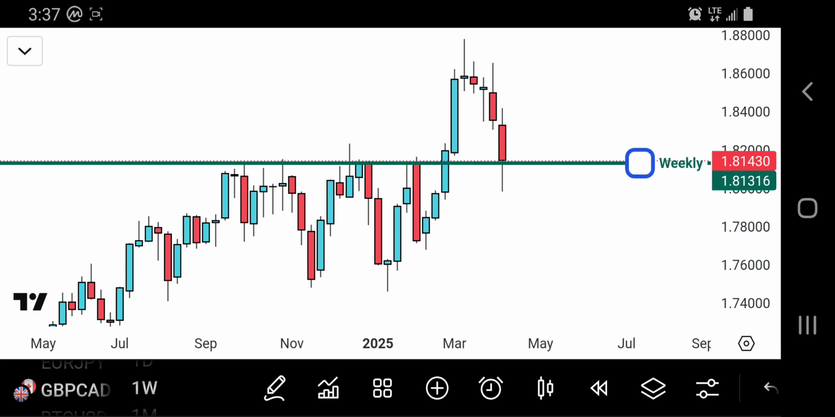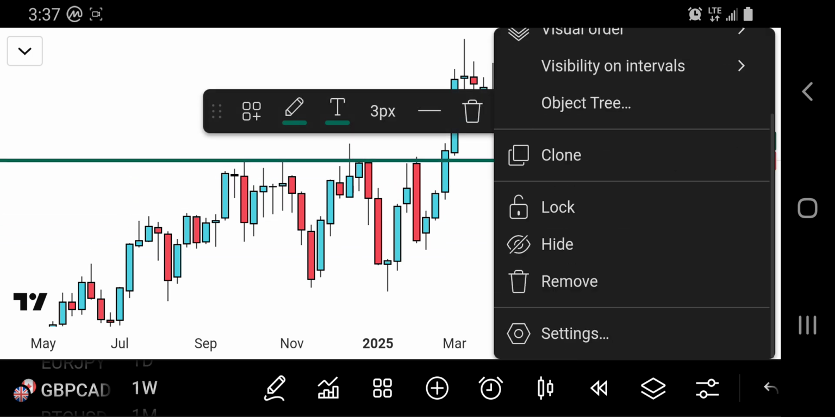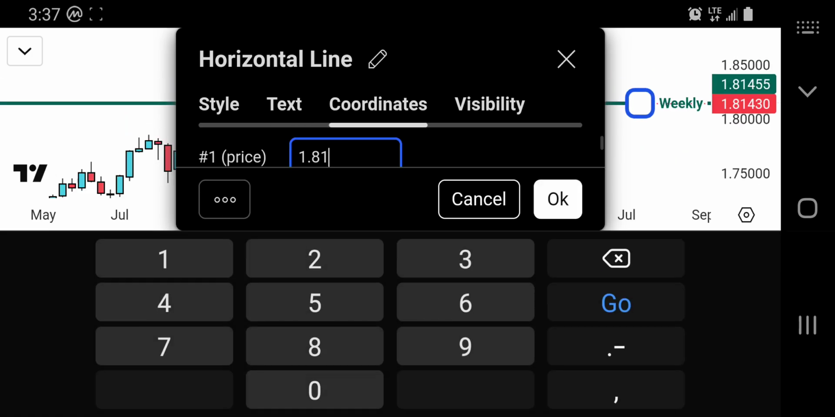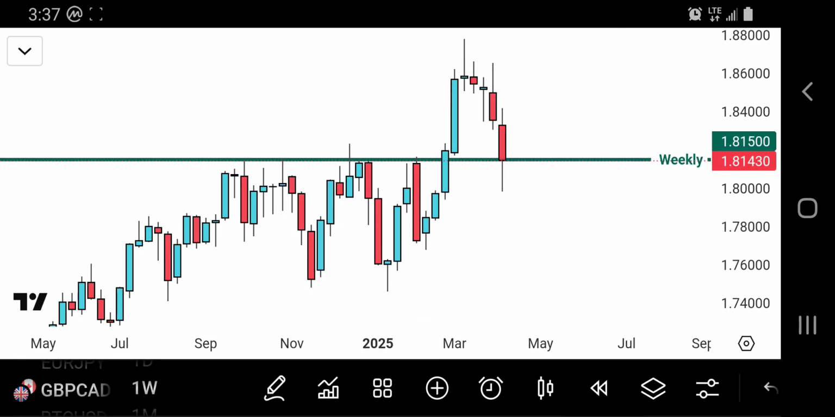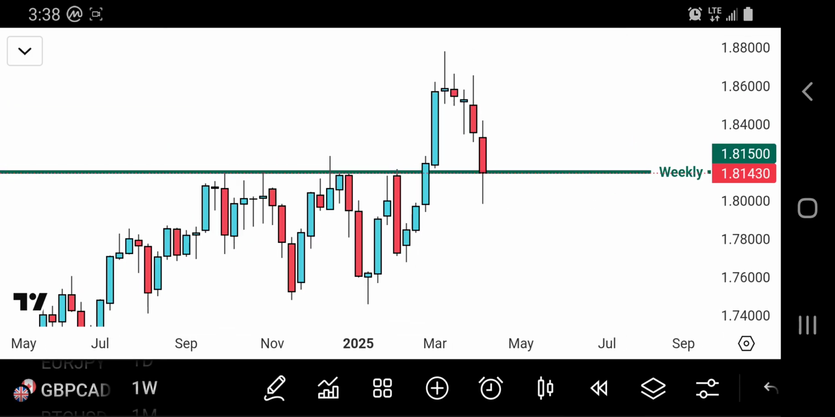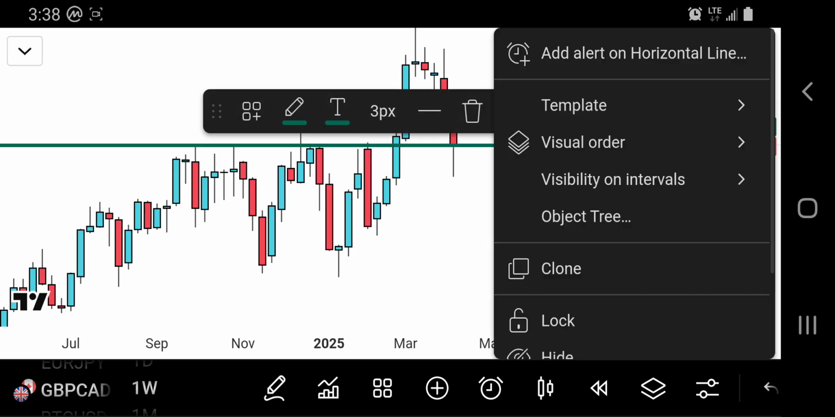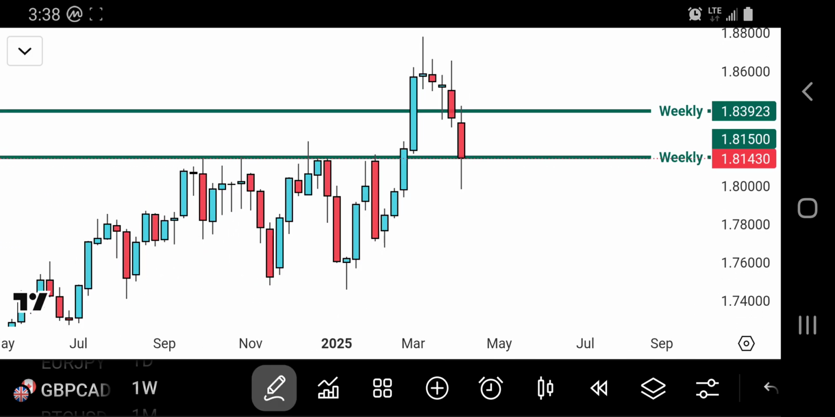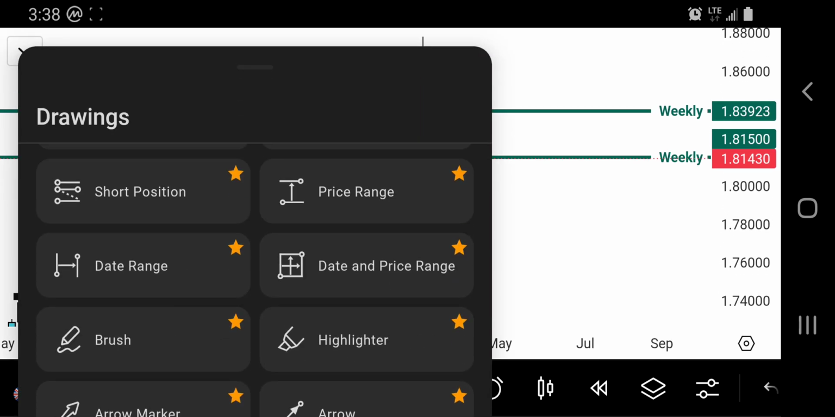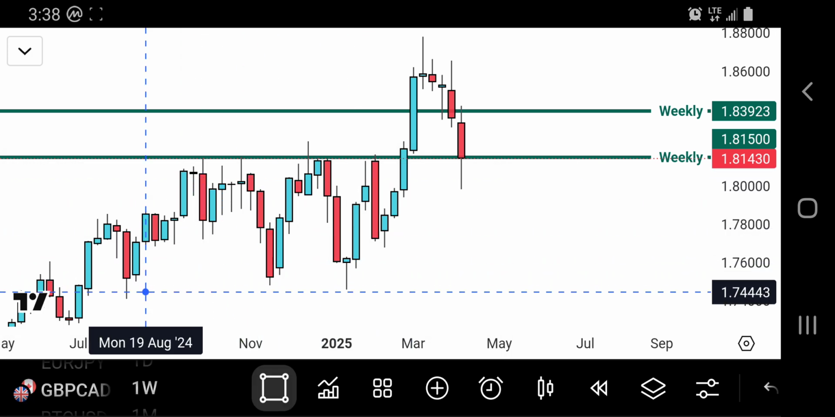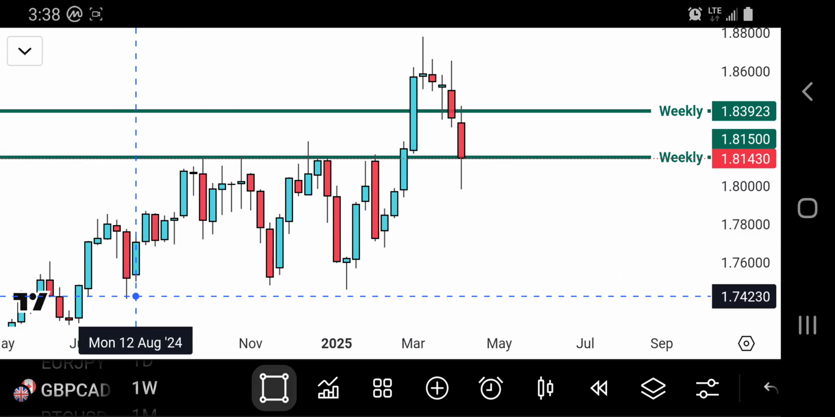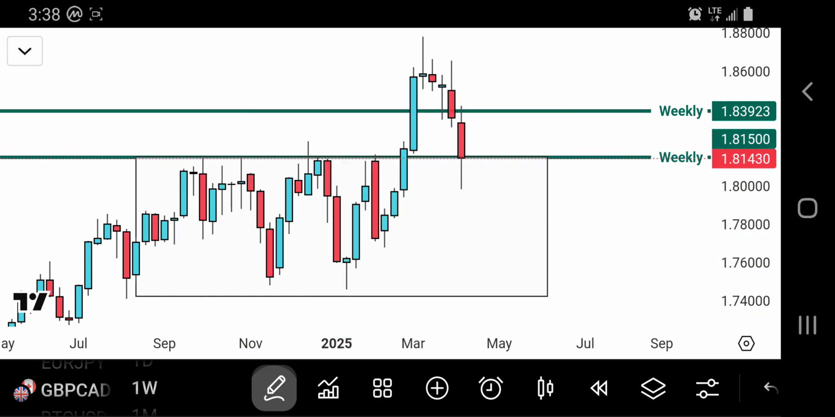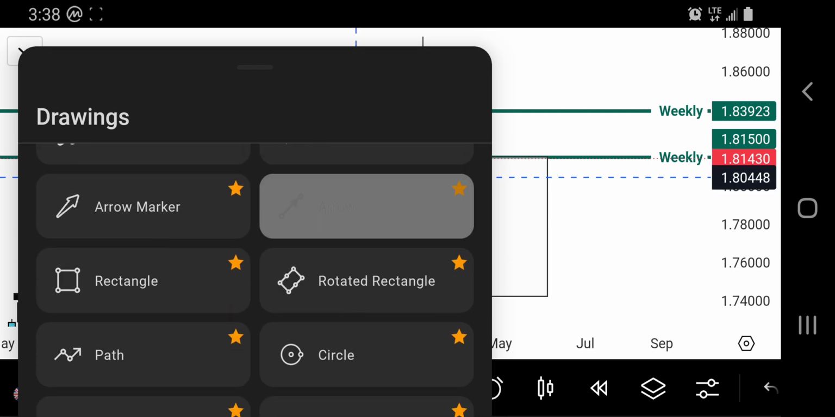Clear my throat. So right there, so I'm just going to go to coordinator. You can see 1.81,500 right there. Now I want to pick the next structure. You will see after the market broke out from this whole area. Get this is like a consolidation. So the market broke out from this whole area. It made a new high.